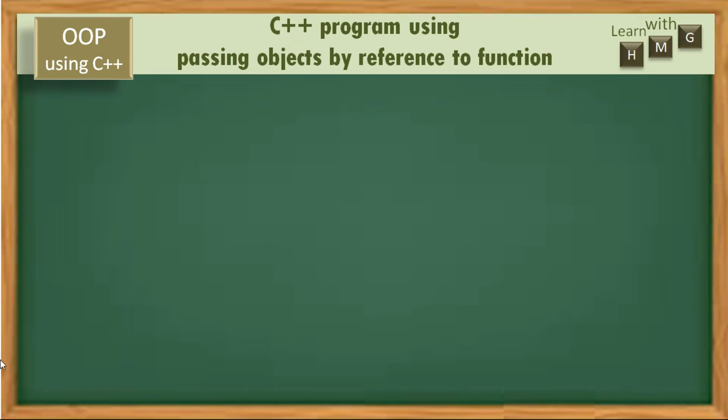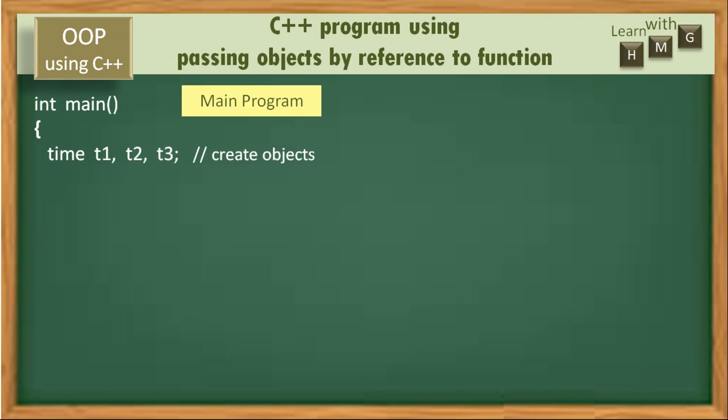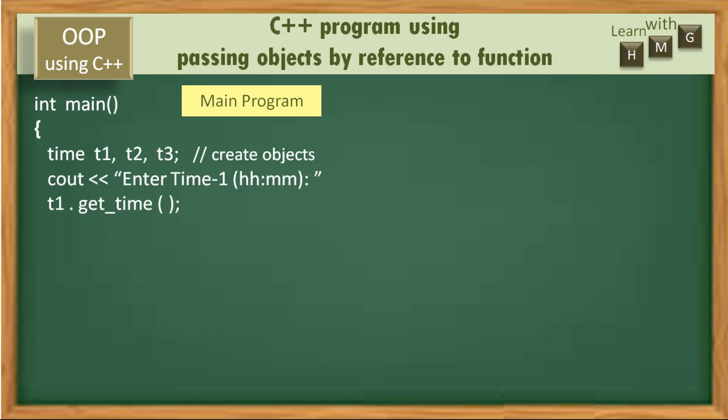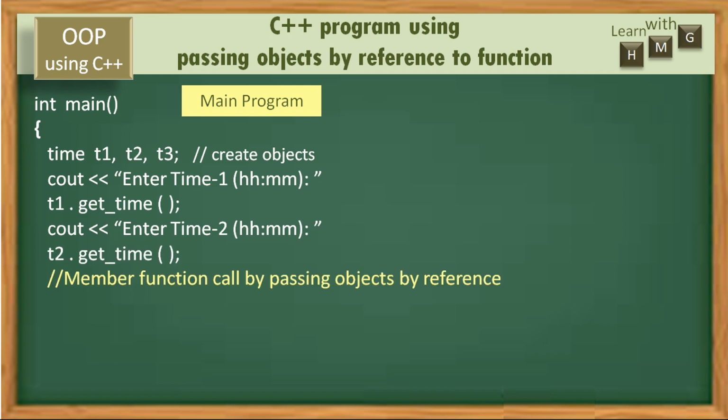Let us write a main program. Main function, 3 objects will be created, time class T1, T2, T3. Let us accept time 1 by calling getTime function by the object T1. Accept time 2 by calling again getTime function, this time by object T2. Now the member function will be called by passing object by reference.